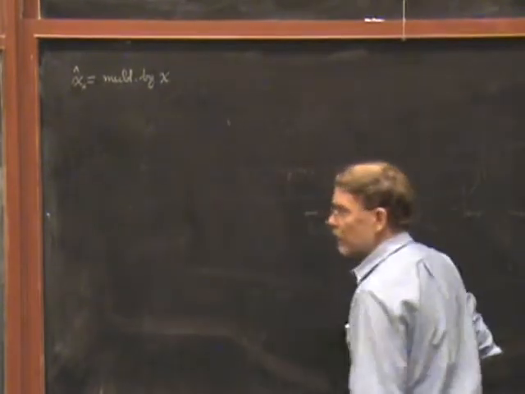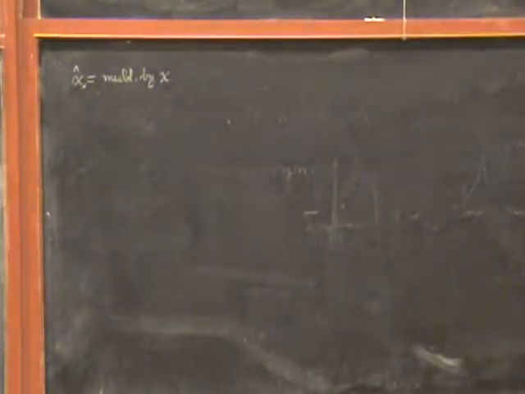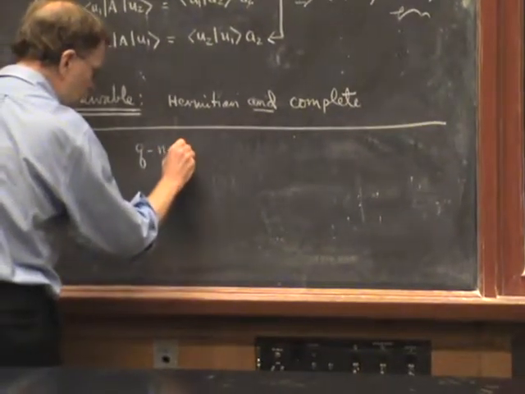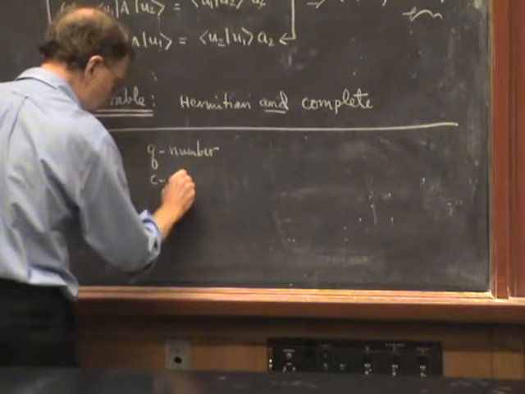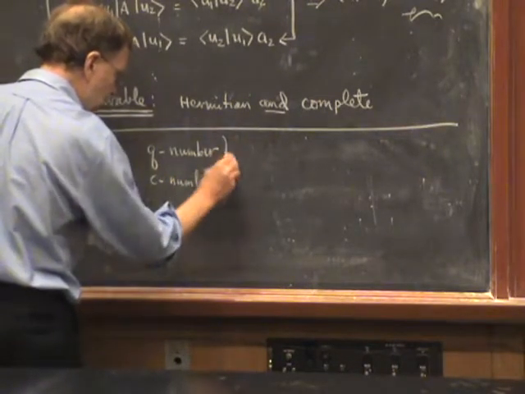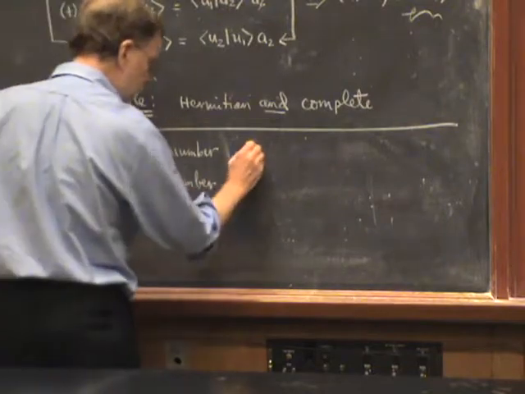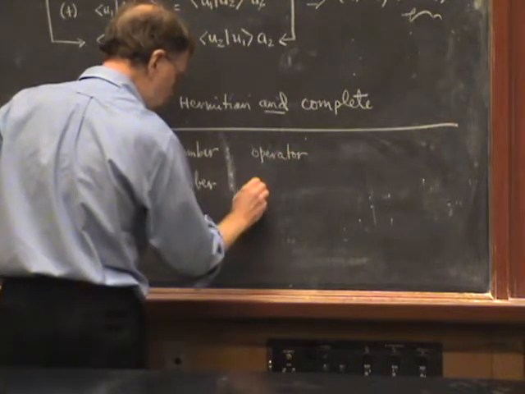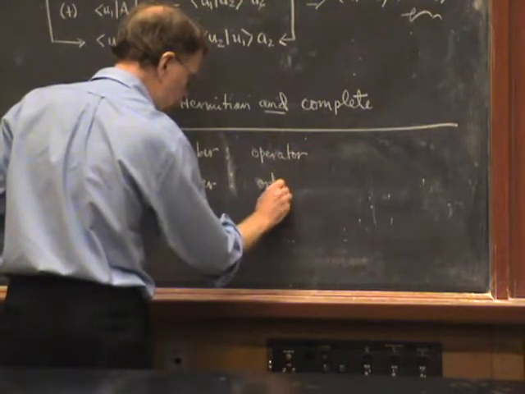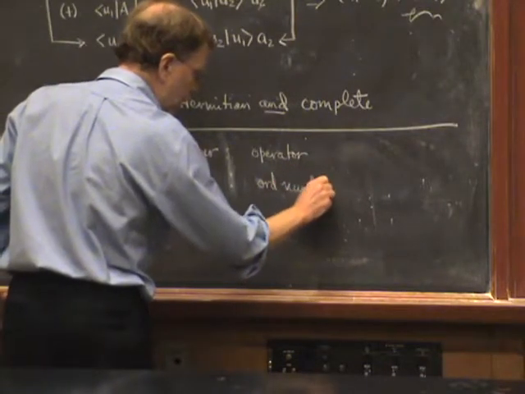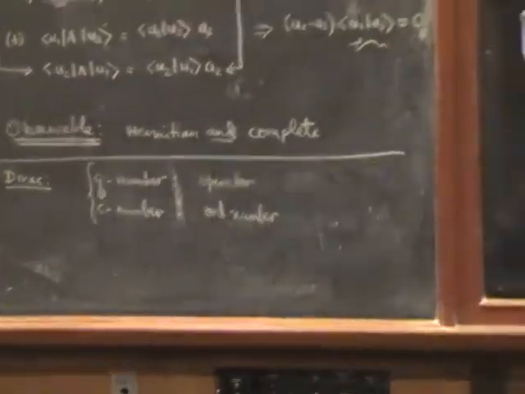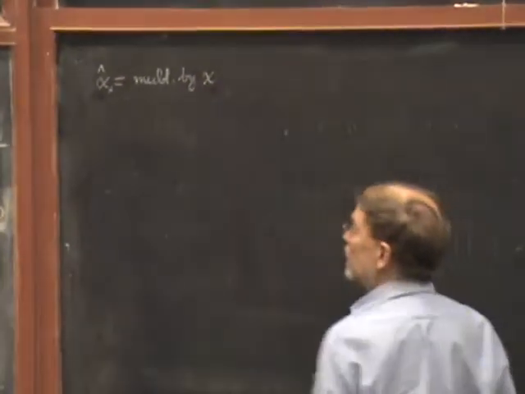By the way, as an aside, there's some terminology that goes back to Dirac, which I'll use occasionally in this course. Dirac distinguishes between what he calls a Q number and a C number, and you'll certainly hear this if you're in the quantum mechanics business very long. A Q number is Dirac's terminology for an operator, and a C number is a terminology for an ordinary number, that is to say an ordinary complex number. I remember this because C stands for complex. But anyway, the distinction here is that x hat is the Q number and x is the C number.